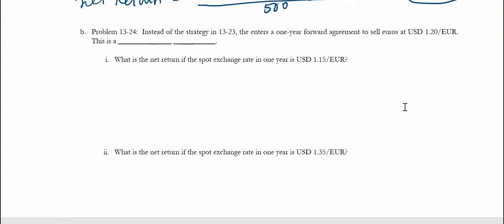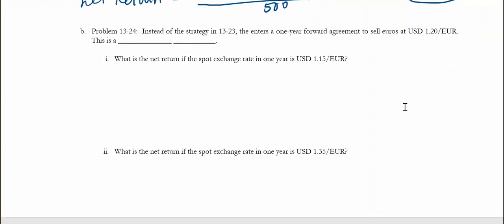Now, another way that we could control the risk of foreign exchange rates changing is what's called a forward hedge. With a forward hedge, you use a forward agreement, a one-year forward agreement, to sell euros at $1.20 per euro. And so when you have this contract, you have the promise that you can sell the euros for this price in 1 year. So we're going to go back to the original case where we borrow all in the US.